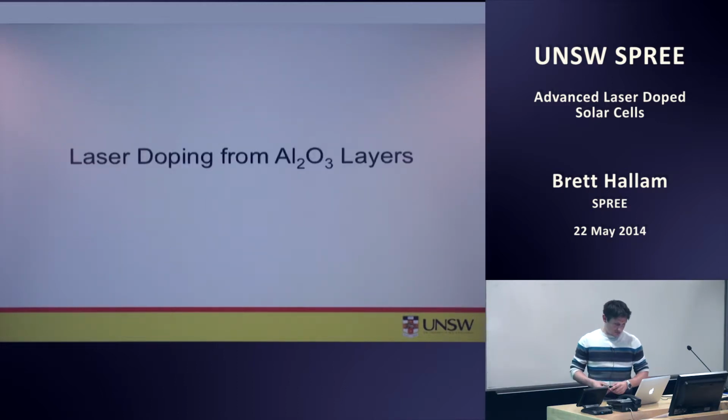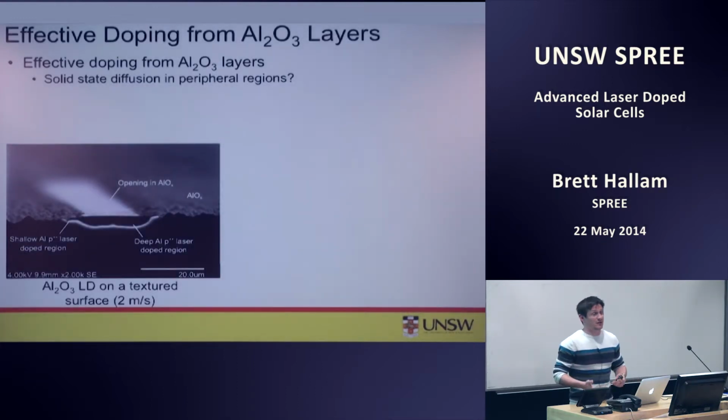Now if we look at laser doping from aluminium oxide layers, we can actually get very effective doping from dielectric layers even as thin as 10 nanometers using either ALD, so atomic layer deposition, or plasma enhanced chemical vapor deposition of aluminium oxide. And here you'll see the EBIC profile indicating the junction depth from this region. So in this case, which is a process speed of 2 meters a second, we have a relatively constant junction depth over the width of the opened region of several microns.